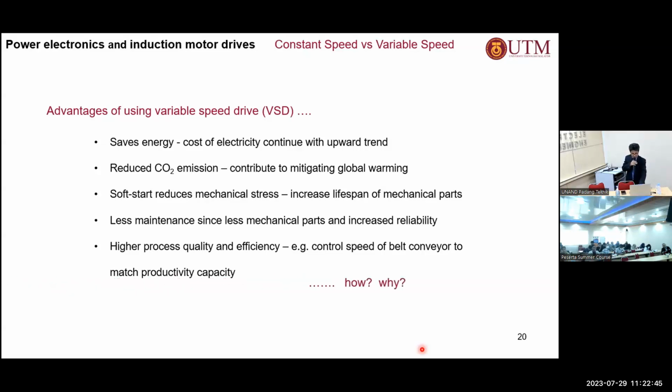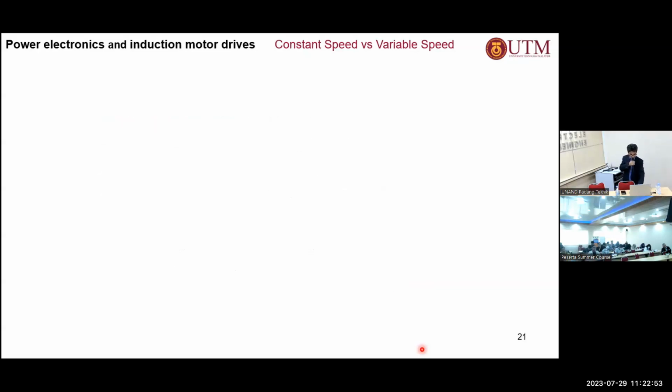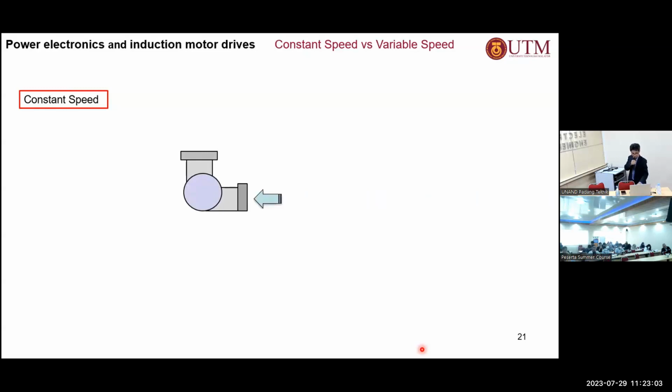All right, and especially why we can save energy by using the variable speed drive. I'm going to talk a little bit on how and why we save energy. Let's look first at how the air flow is controlled using a constant speed. This is, for example, a blower or a fan, in which you have the input air here and the output air there.